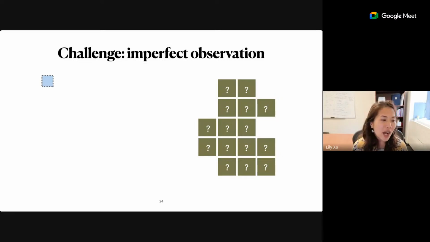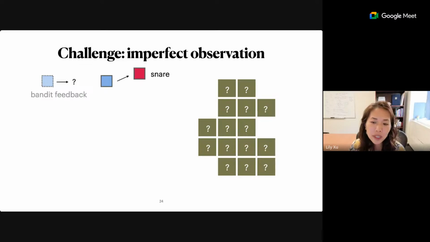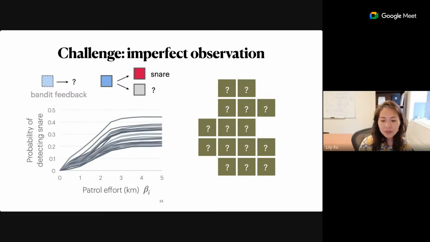And not only that, for areas that we don't patrol, we have no observations. So this is standard with multi-armed bandits. This is known as bandit feedback because we only observe feedback of expected reward for actions that we do take. But we also have a different form of uncertainty here: if we have a positive observation of finding a snare, we know that that's a true positive label. But if we don't, there's uncertainty as to what the true value is.